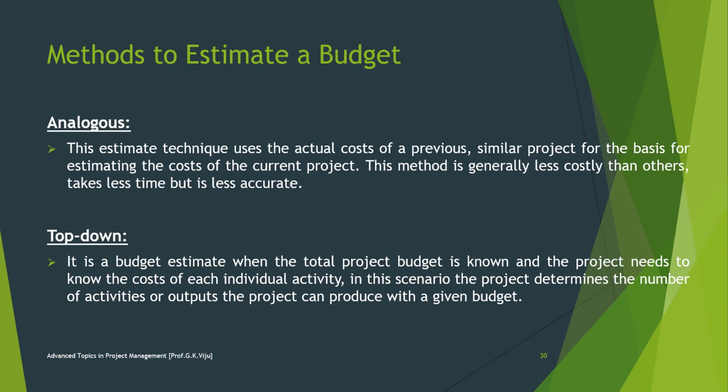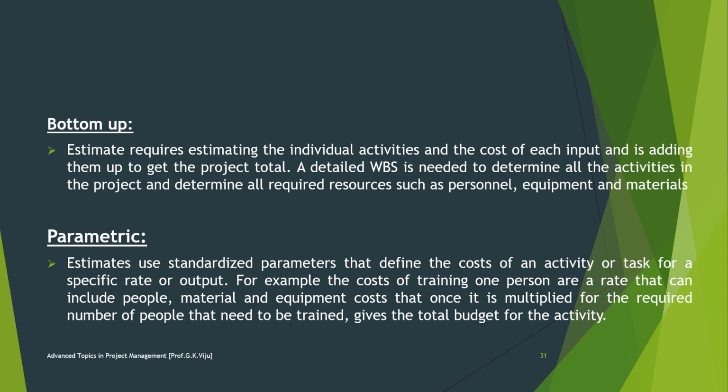Methods of estimating a budget, which we already discussed, like analogous estimates. What is analogous estimating? It is an estimation technique that uses the actual cost of previous similar projects as the basis for estimating the cost of the current project. Top-down approach: a budget estimate used when the total project budget is known and the project needs to know the cost of each individual activity. Then bottom-up approach: estimating the individual activities and the cost of each input, and adding them up to get the project total.